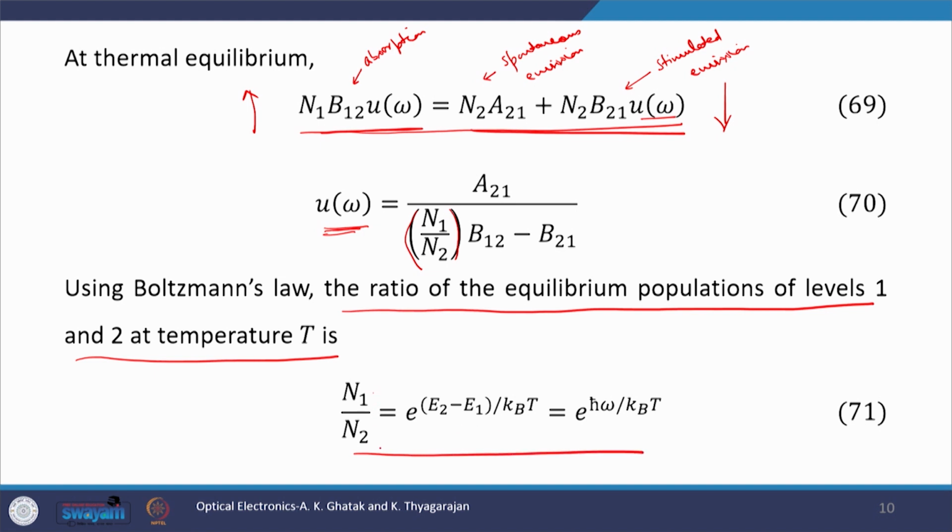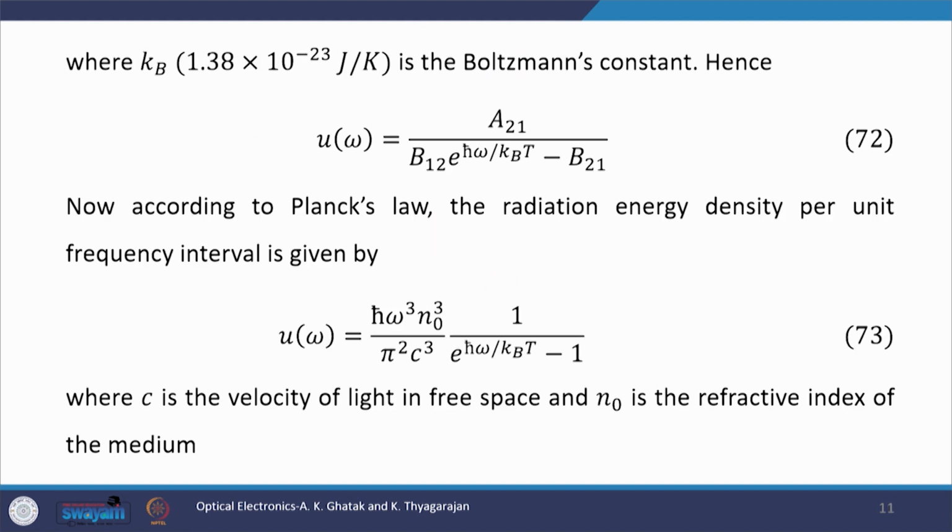Which says N1 by N2 is equal to e to the power E2 minus E1 by kBT, and since E2 minus E1 is equal to h cross omega, this expression would be equal to e to the power h cross omega upon kBT. Therefore, N1 by N2 in equation 70 can be replaced by e to the power h cross omega by kBT, where kB is the famous Boltzmann constant, and the modified expression for energy density u is hence given by equation number 72.